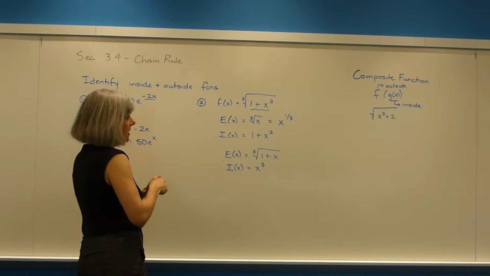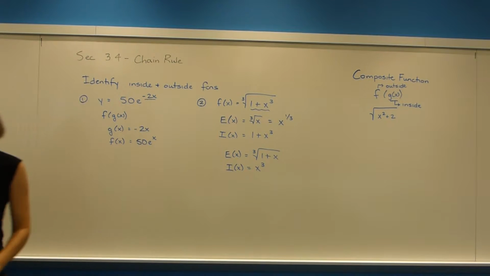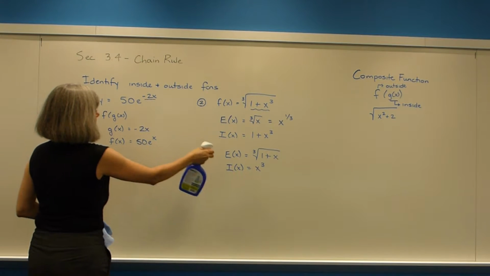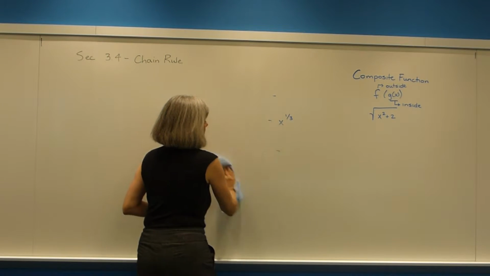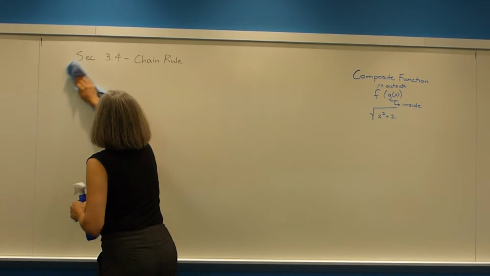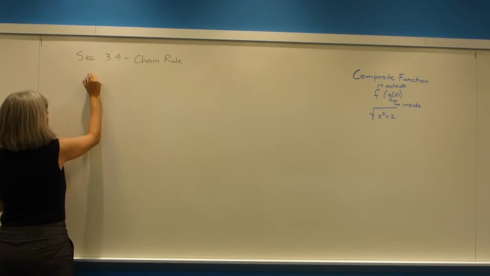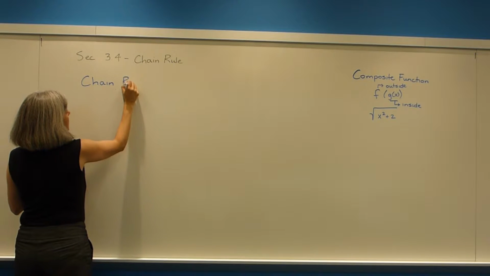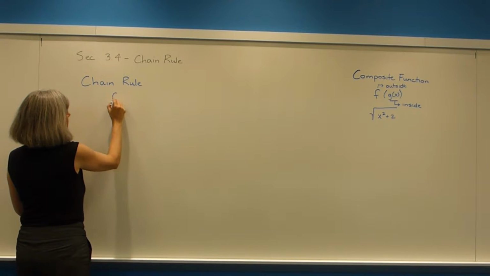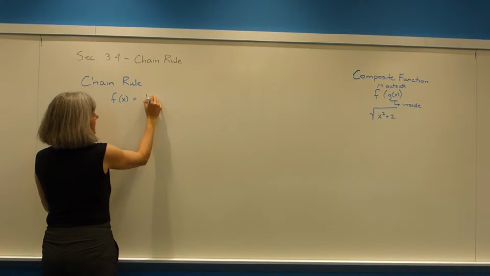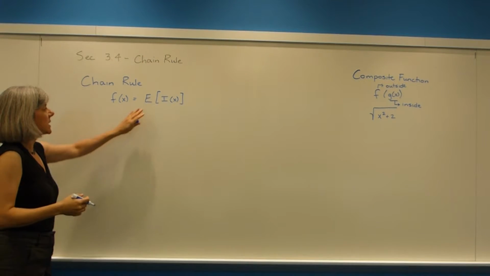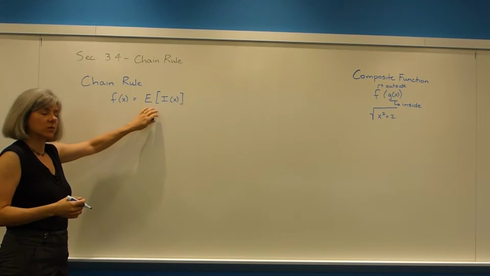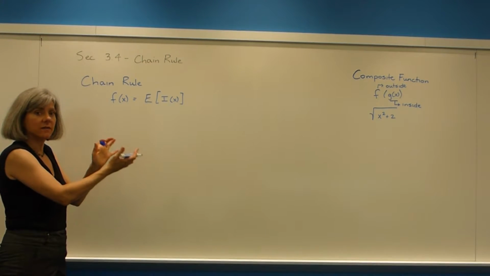Okay, so now this is all to set up for actually doing the chain rule, so let's look at that. The chain rule pertains to functions that are composite functions. So we're going to start with something like this. F of x equals some outside function with some inside function nested inside. Please remember that this is not multiplication. This is function notation. It's not e times I, it's e of I.